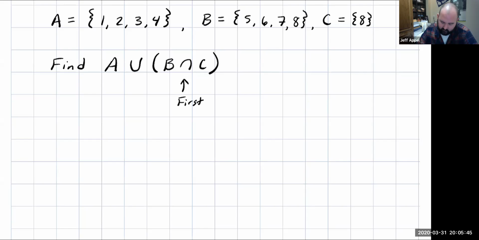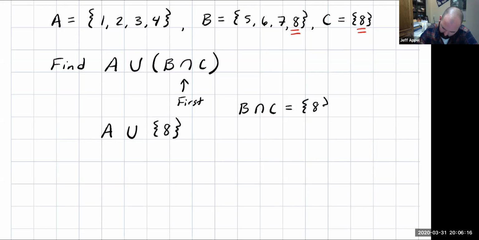So what would be the intersection of B and C? Well, if you remember from the last video, the intersection is, what do they have in common? And here, what they have in common is the number 8. So what this is asking us to do is essentially find set A, and we're going to find the union of that with this set 8, which is the intersection of B and C. Maybe let me write that over here off to the side. B intersected with C is the set containing the number 8.